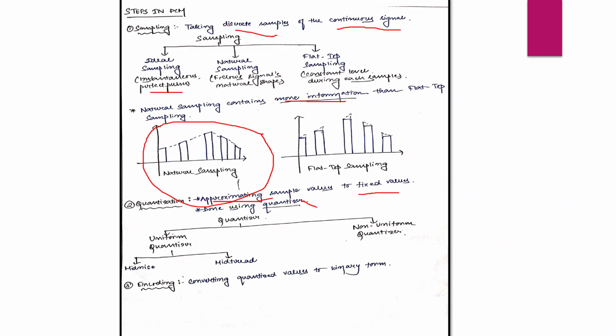There are two types of quantizer. First is a uniform quantizer, second is a non-uniform quantizer. Uniform quantizers are generally of two types: the mid-rise uniform quantizer and the mid-tread uniform quantizer. And the third process is the encoding process. Here the quantized values are converted into binary values, or binary digits.